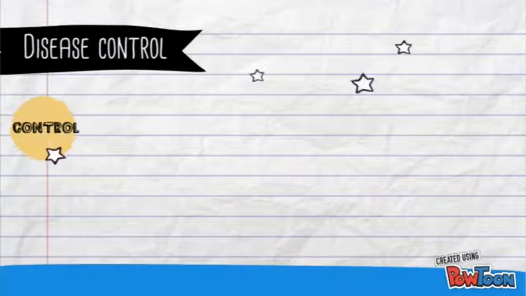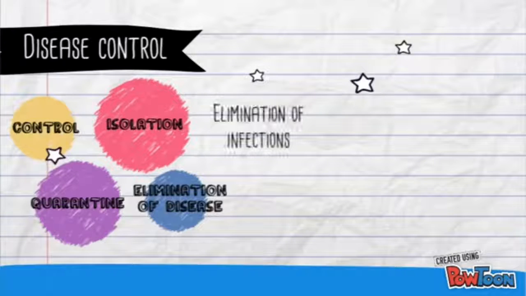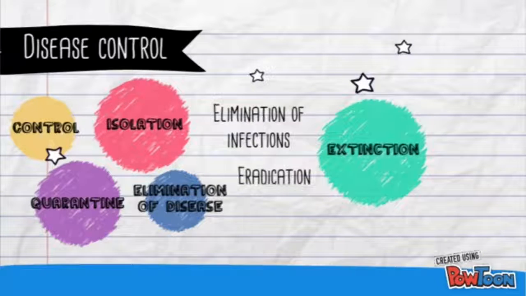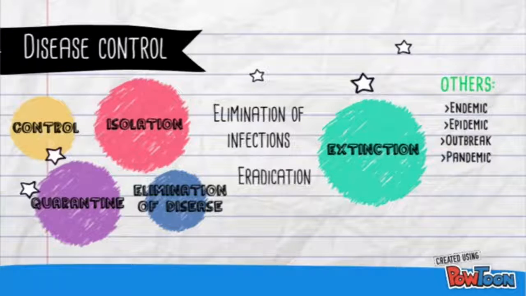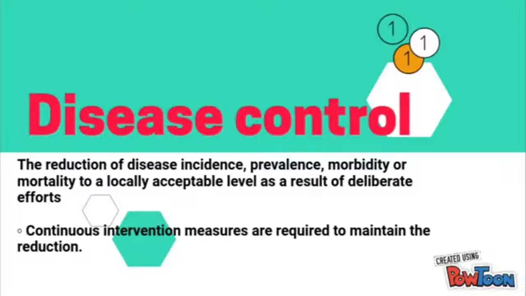We have a few concepts in disease control: control, quarantine, isolation, elimination of disease, elimination of infection, eradication, extinction, and others such as endemic, epidemic, outbreak, and pandemic. Disease control is the reduction of disease incidence, prevalence, morbidity, or mortality to a locally acceptable level as a result of deliberate efforts. Continuous intervention measures are required to maintain the reduction.